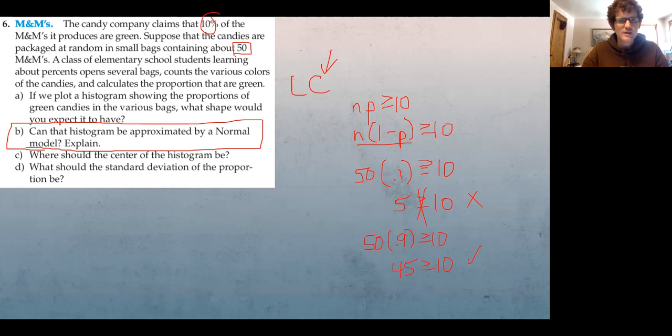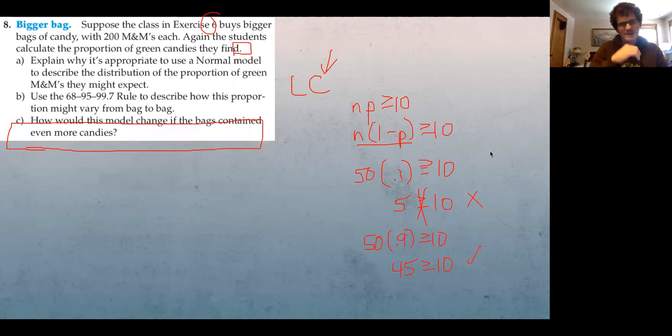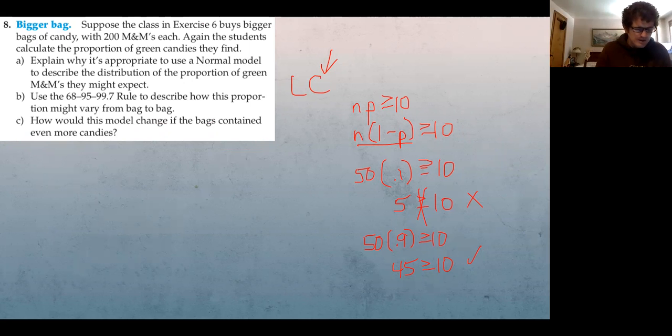All right, so we can talk about the center and the standard deviation in a second, but I'm going to skip to the next question. The next question says, now suppose that this class is using bigger bags of candy with 200 M&Ms each. And again, they find everything that they were looking for. Is it appropriate to use that here? What do you guys think? Is it appropriate to use a normal model here?